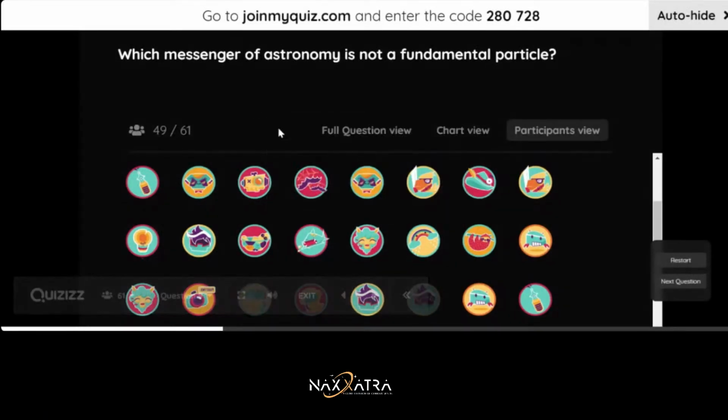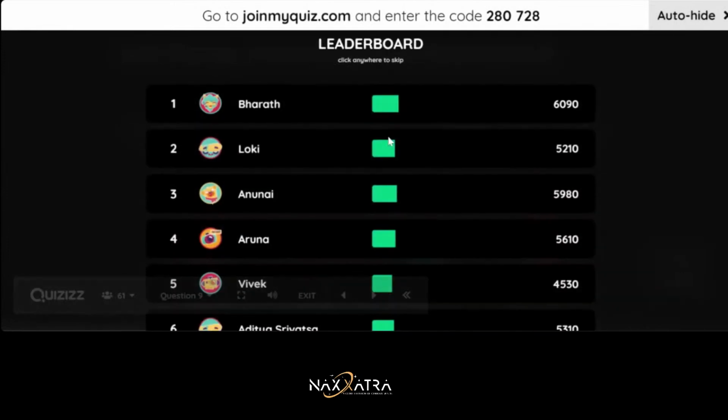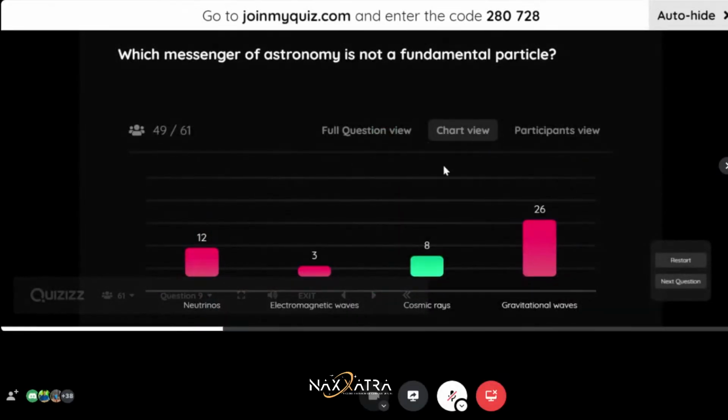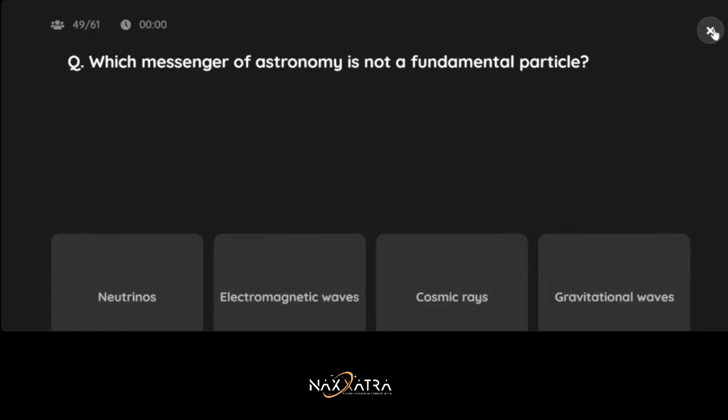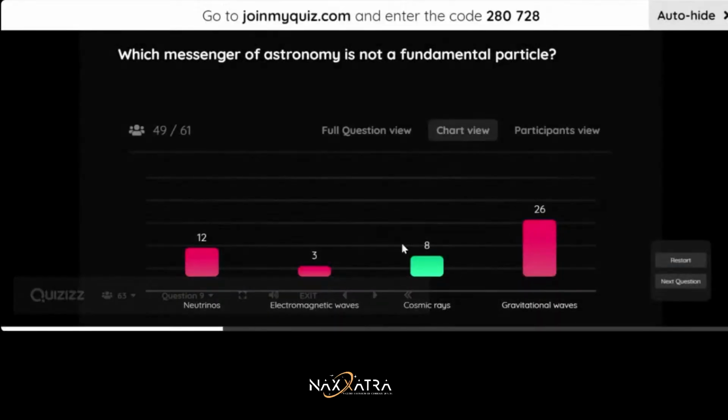So we can see the leaderboard here. First is Bharat and then Anunay, and we go. And the answer is actually cosmic rays, because we know that neutrino belongs to the fundamental particles. They can't be divided. Electromagnetic waves are photons actually, and they also can't be divided. They are fundamental. And gravitational waves, which are theorized to be gravitons, are also fundamental particles. But cosmic rays are made of nuclei of atoms which contain proton and neutron. So they are not fundamental. So cosmic rays is the correct answer.